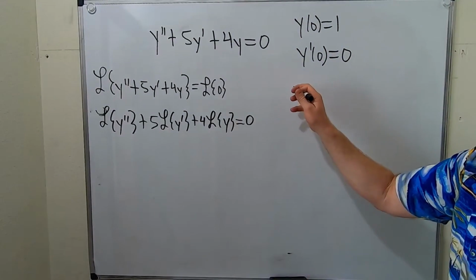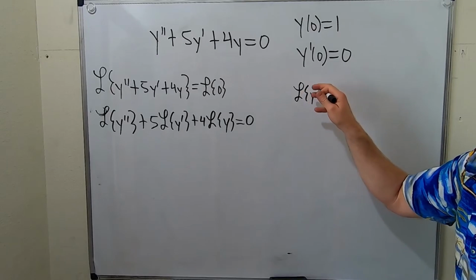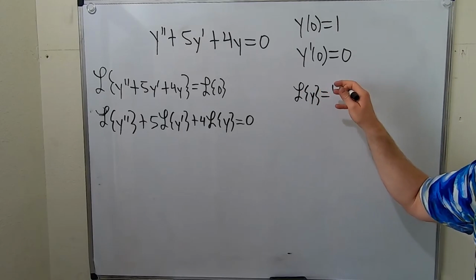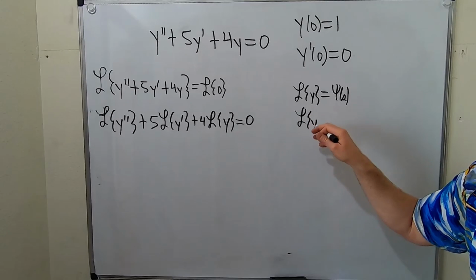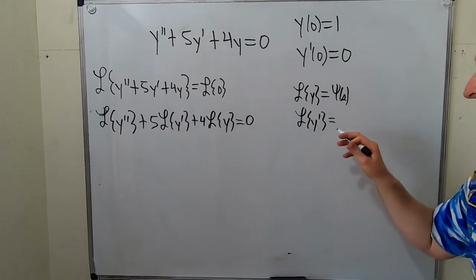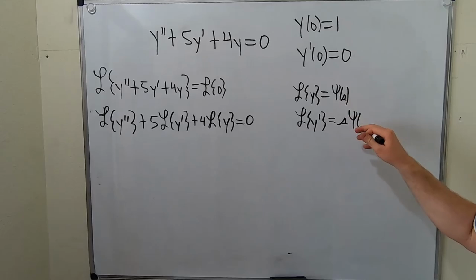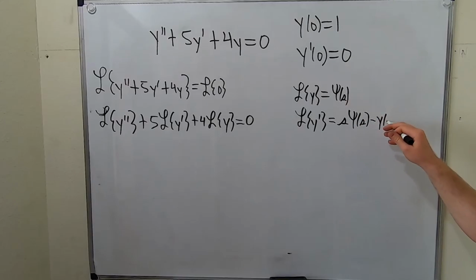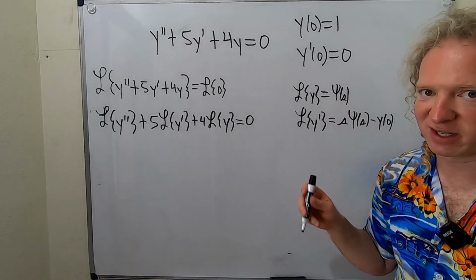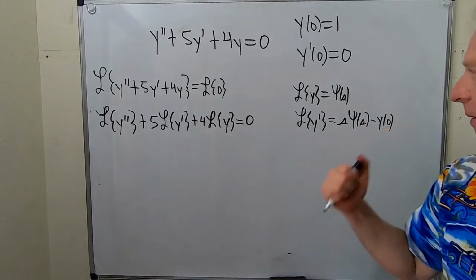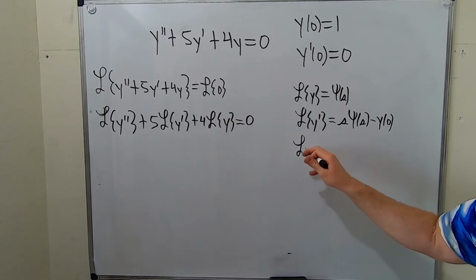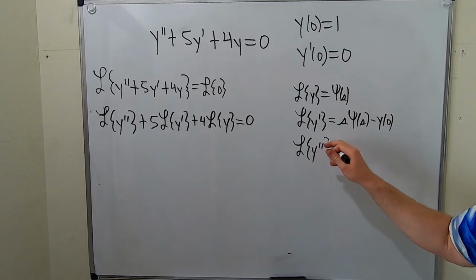So the Laplace of y, we're going to call that pitchfork y of s. The Laplace of y prime is going to be equal to s pitchfork y of s minus y of 0. I call this pitchfork y of s. I think it's just psi, but it looks like one of those pitchforks, like the guy who lives in the ocean has. So this is the Laplace of y double prime.